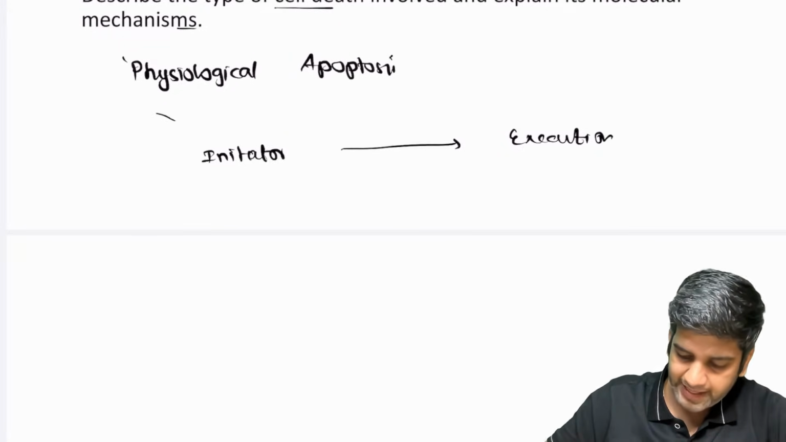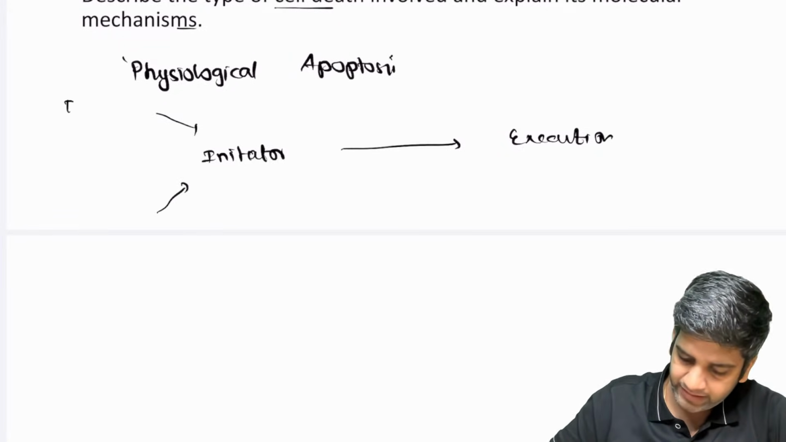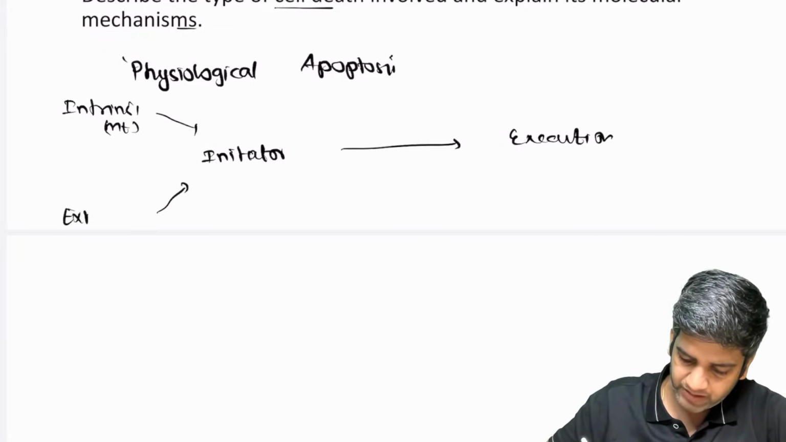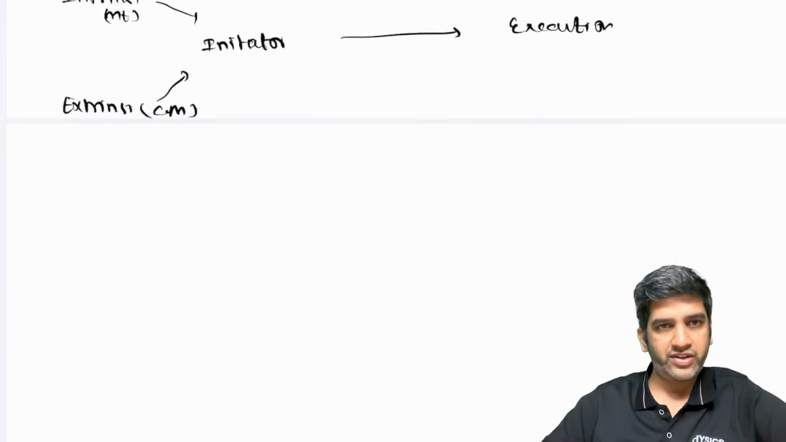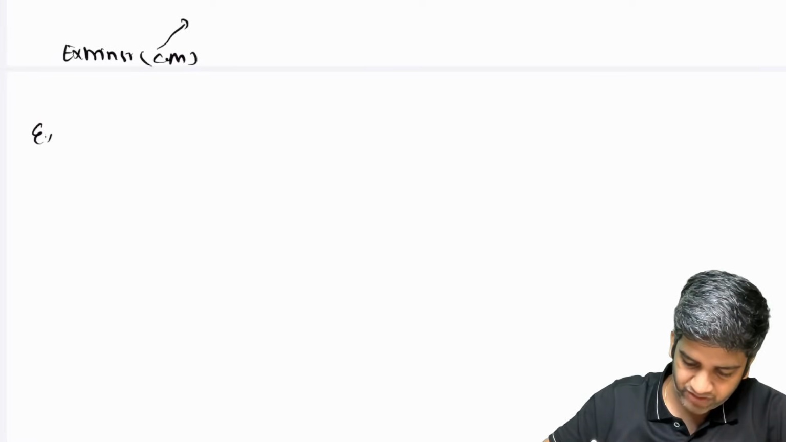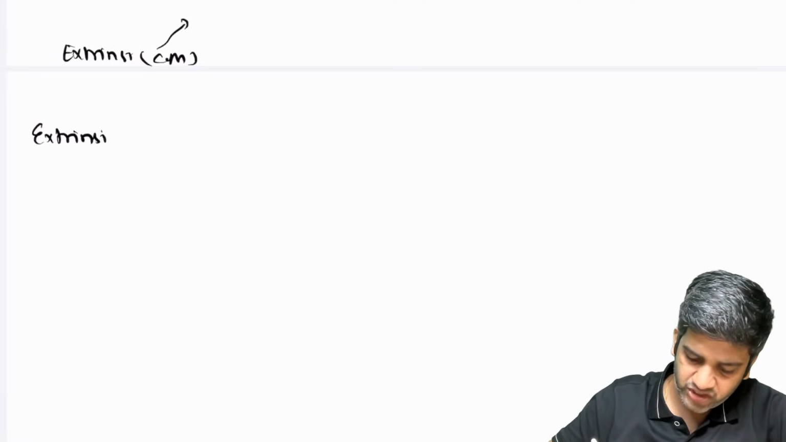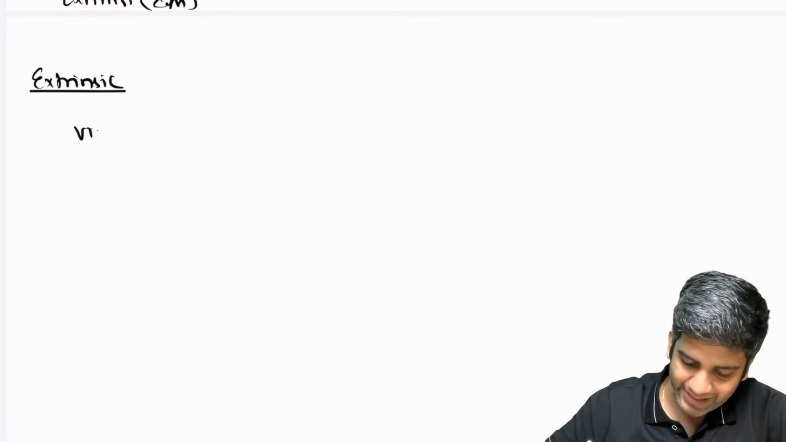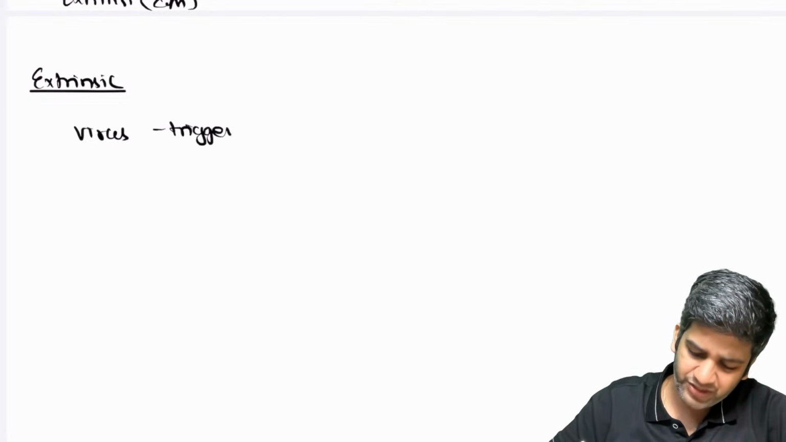In the initiator phase, I have two guys. I have an intrinsic pathway or the mitochondrial pathway. Second is an extrinsic pathway or the cell membrane mediated pathway. That's what we have, right? So first we'll go to the extrinsic pathway. See, I'm not talking about physiological. Generally with pathological, viral infection is a trigger. Virus is a stimulus generally for the extrinsic pathway.